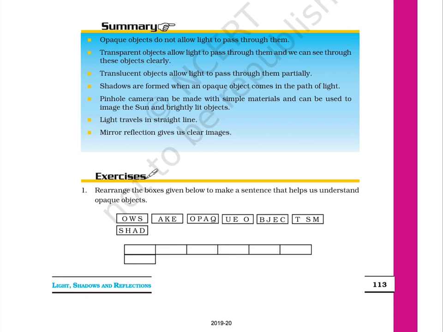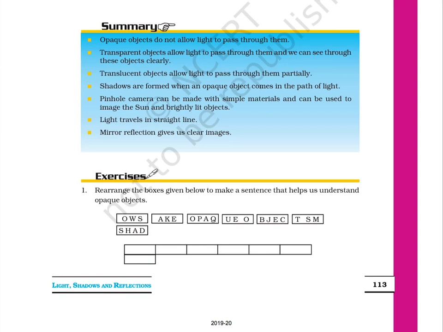Pinhole camera can be made with simple materials and can be used to image the sun and brightly lit objects. Light travels in a straight line. Mirror reflection gives us clear images. Images are very different from shadows.